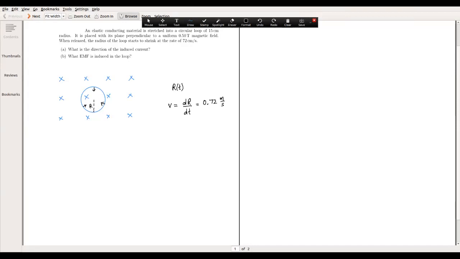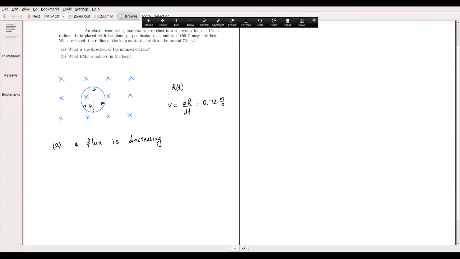As the radius decreases, it is clear that the area would decrease, and if the area decreases, the flux decreases. So let's first discuss what's the direction of the induced current. So the first argument we make is that the flux is decreasing. Flux of the magnetic field is decreasing because the area is decreasing. Remember, flux is magnetic field times area.